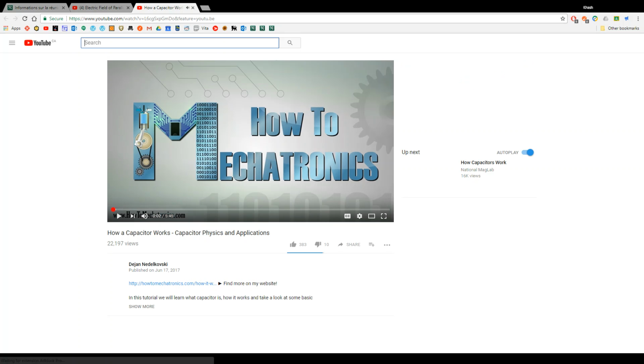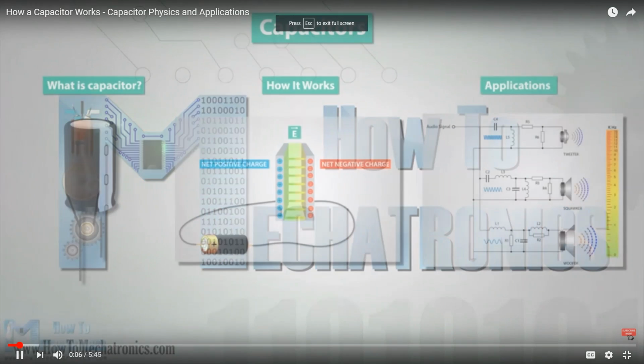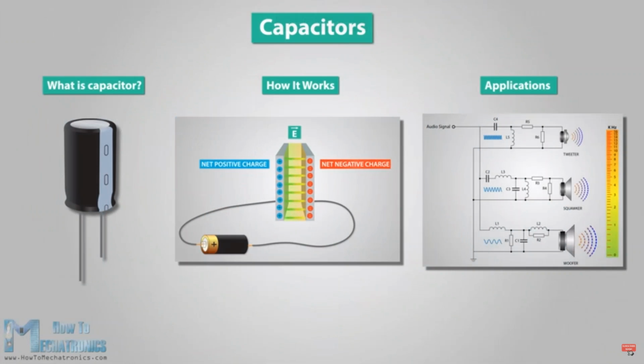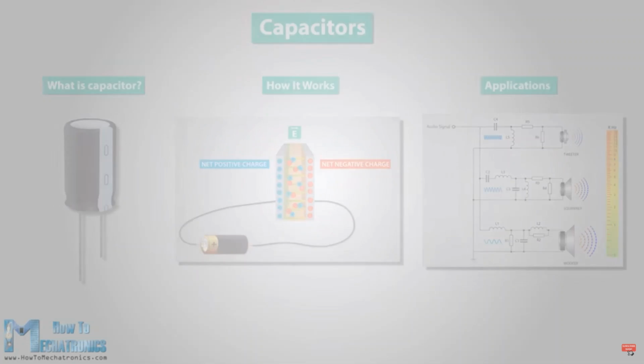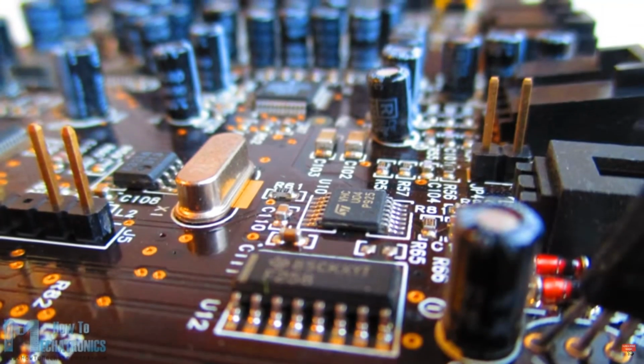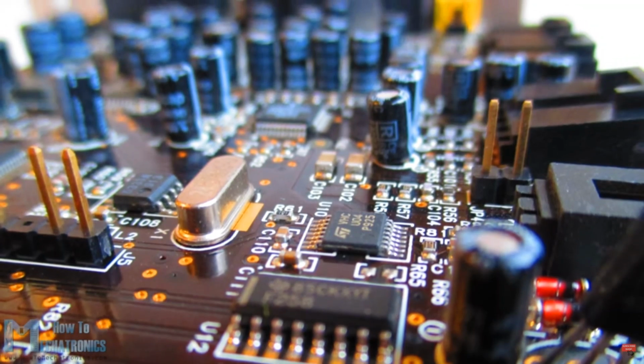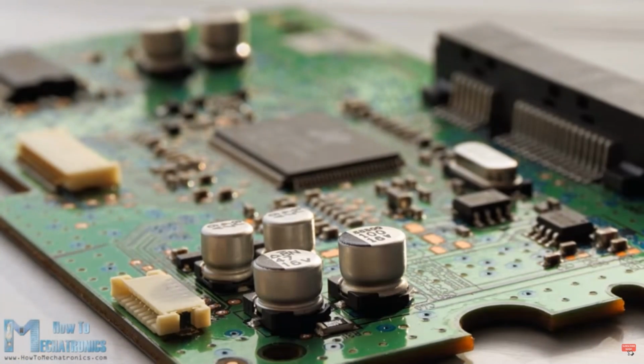Hello, Dejan Nedvilkovski here from howtomechatronics.com. In this tutorial we will learn what a capacitor is, how it works, and take a look at some basic application examples. There is almost no circuit which doesn't have a capacitor on it, and along with resistors and inductors, they are the basic passive components that we use in electronics.